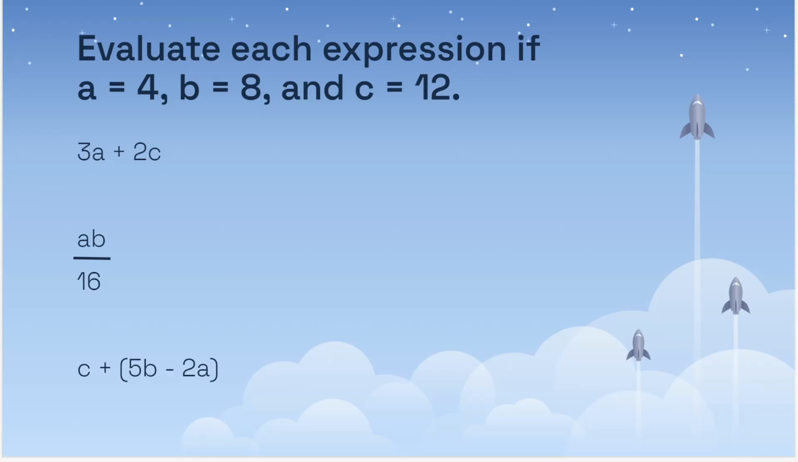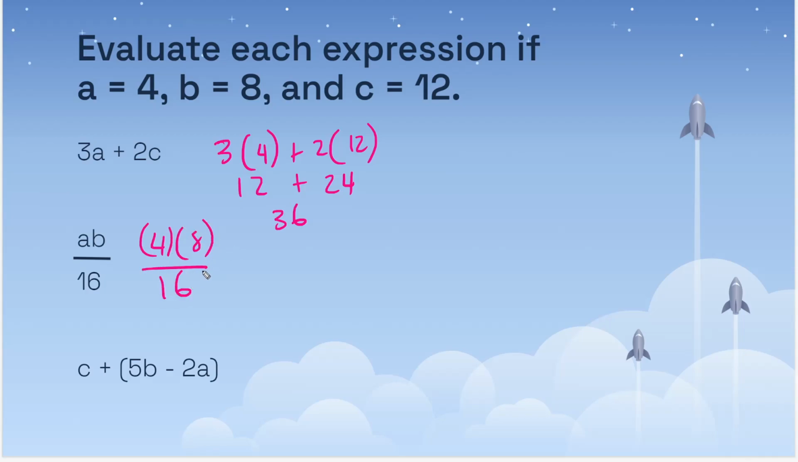So now let's evaluate a series of expressions where in every expression a is equal to 4, b is equal to 8, and c is equal to 12. I'm going to go a little bit fast here. If you have trouble following along, just rewind. So 3 times a, which is 4, plus 2 times c, which is 12. 3 times 4 is 12. 2 times 12 is 24. So this is 36.